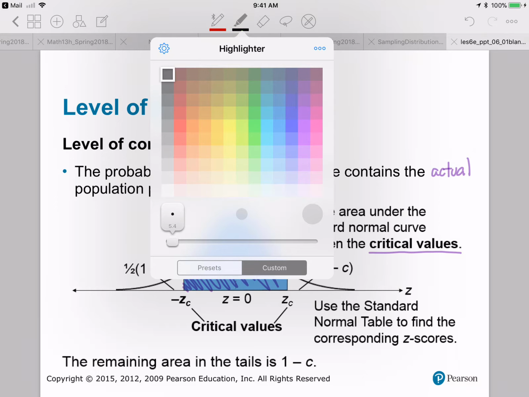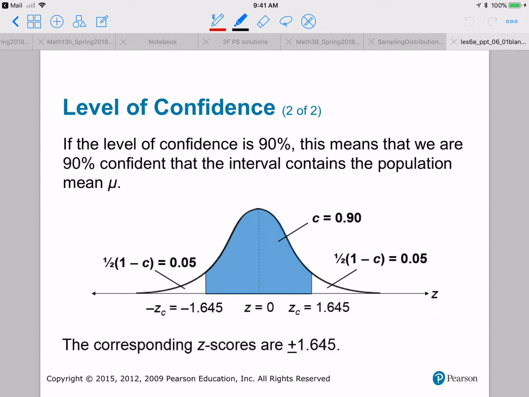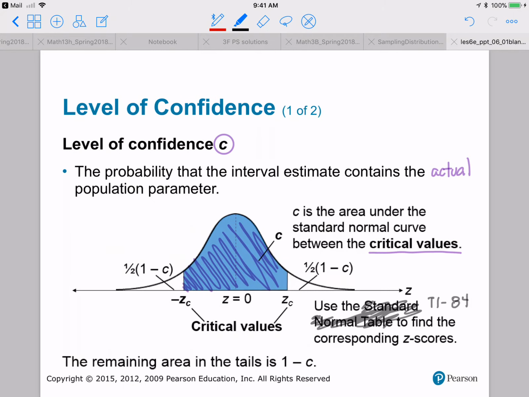Now we'll need to do several examples so that you can see how to compute your critical values, not using the standard normal table, but using your calculator, the TI-84, to find the corresponding z-scores. And here's the bottom line. The idea is this: we'll know C. So C will be known.